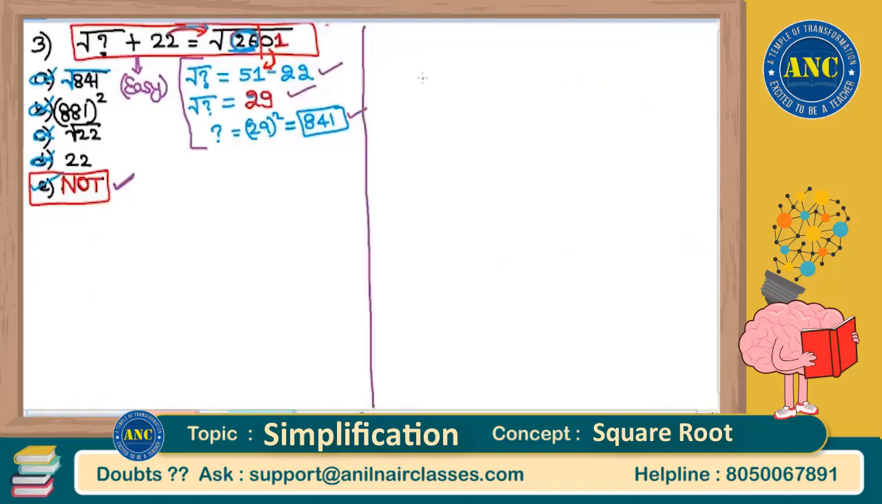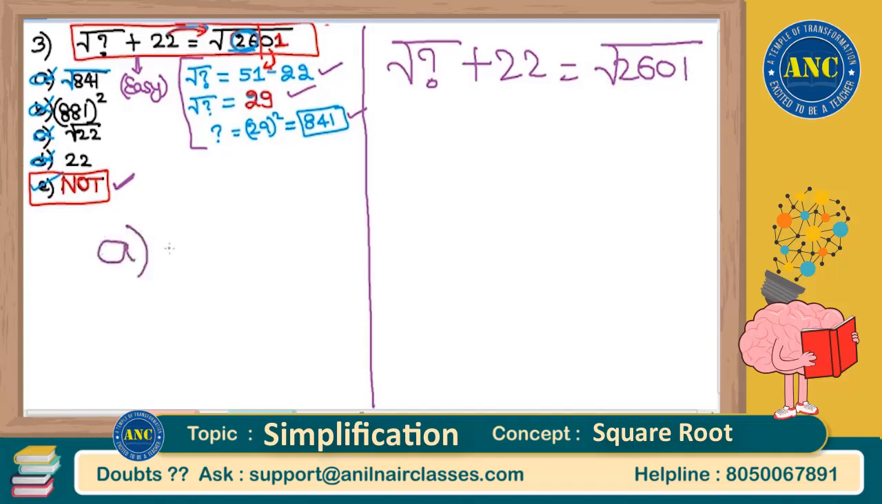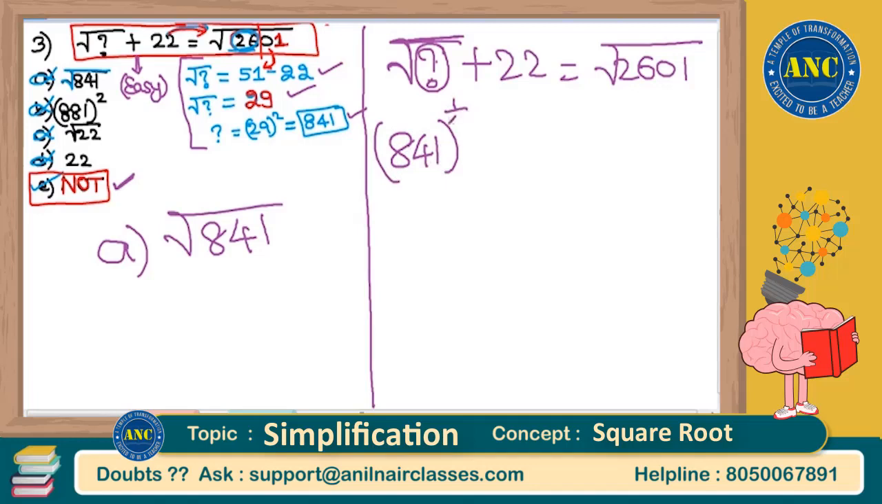Another way of looking at this question is square root of question mark plus 22 is equal to square root of 2601. Now, think logically. First option is root 841. Think logically, sir. In place of question mark, if I put root 841 under another root, that means it becomes 841 to the power of 1 by 2, power 1 by 2, 1 by 4. Left hand side is power 1 by 4. Right hand side is power 1 by 2, which anyway will become a whole number. This cannot be a valid option.